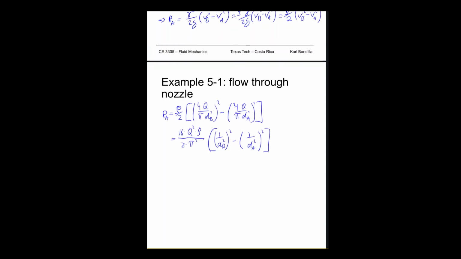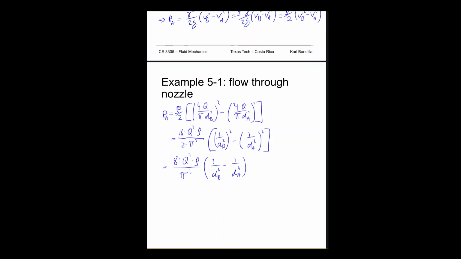So what can we do? I guess we can just square those out and then write them a little nicer. So that means here the 16 and the 2 create an 8. Q squared times rho over pi squared. And then in here, it would be 1 over dB to the 4th power minus 1 over dA to the 4th power, right? Because the square and the square. All right, I think that's about as simple as we can write this.